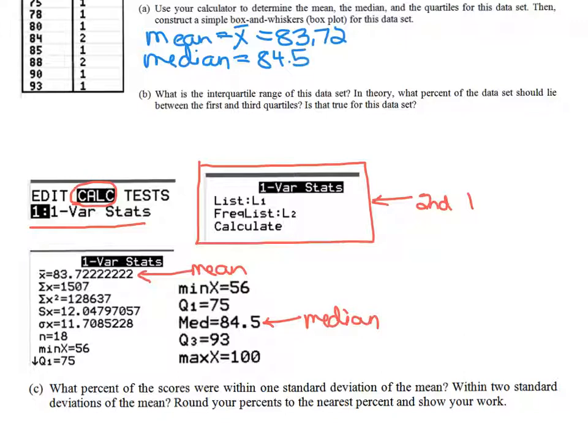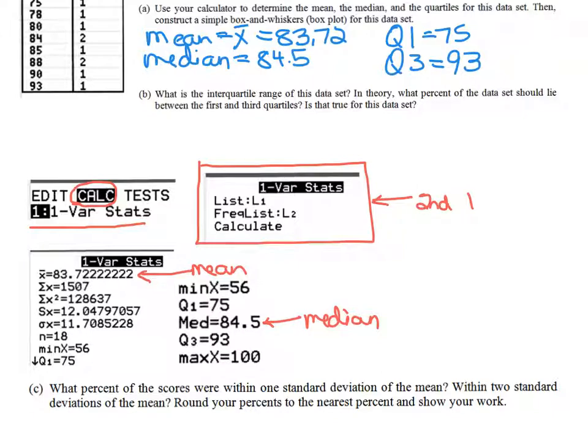Then I want to label the quartiles. So you'll notice that I'm given Q1. So Q1 is right here, 75. So let's list that down as well. And I also need Q3, quartile 3. That one is 93. So Q3 equals 93.